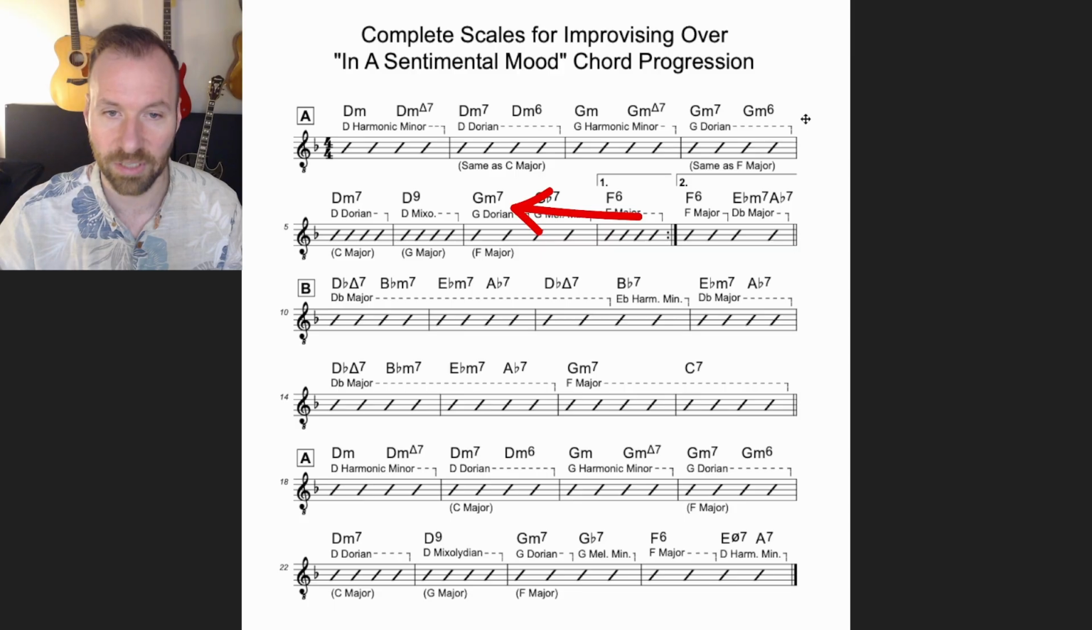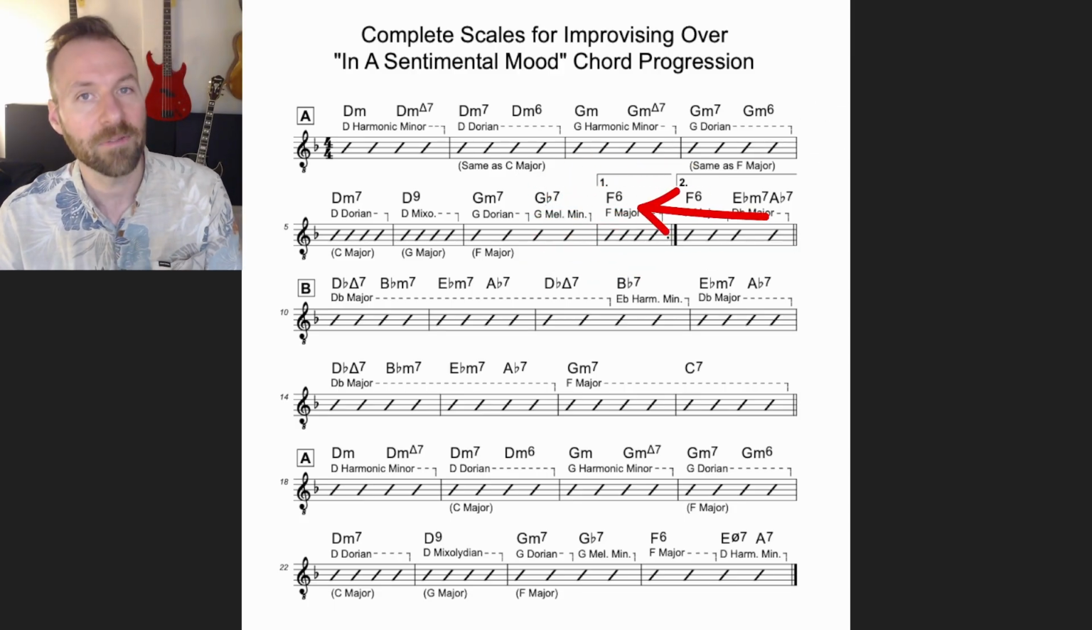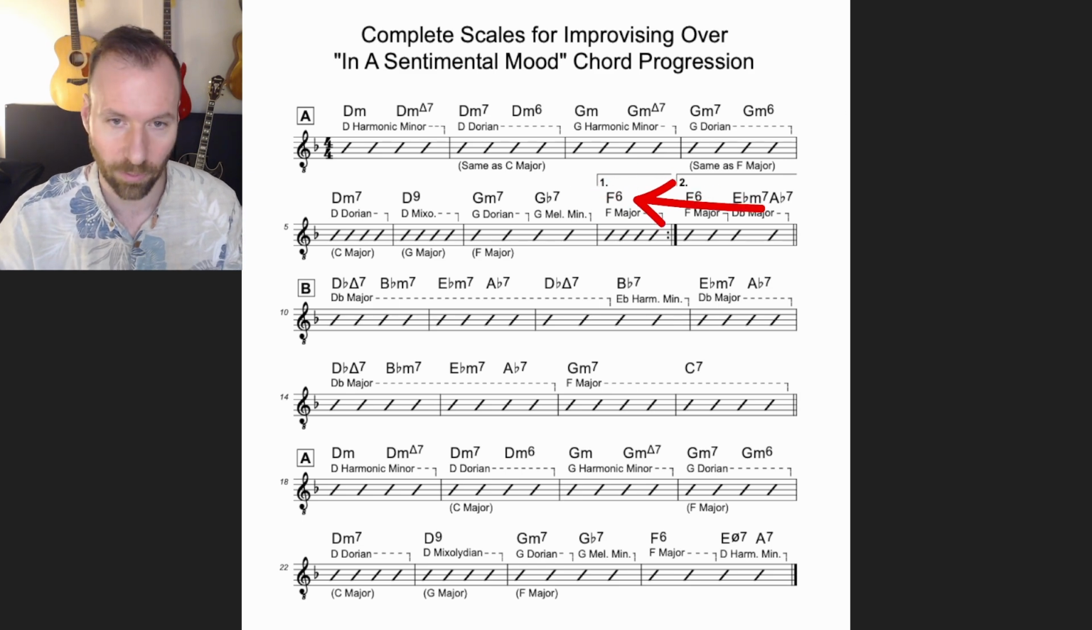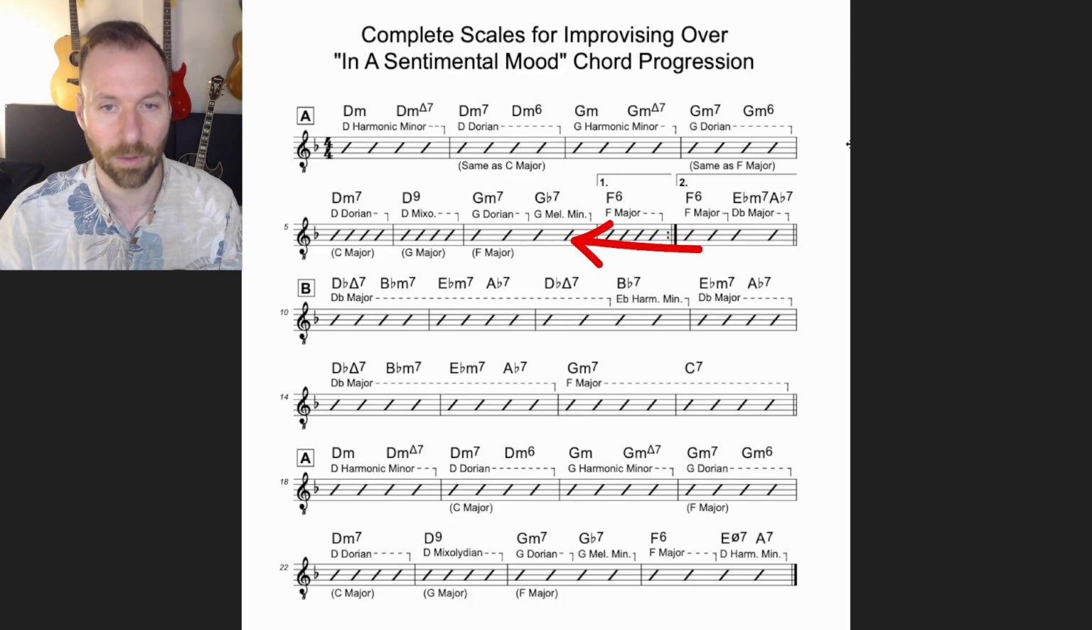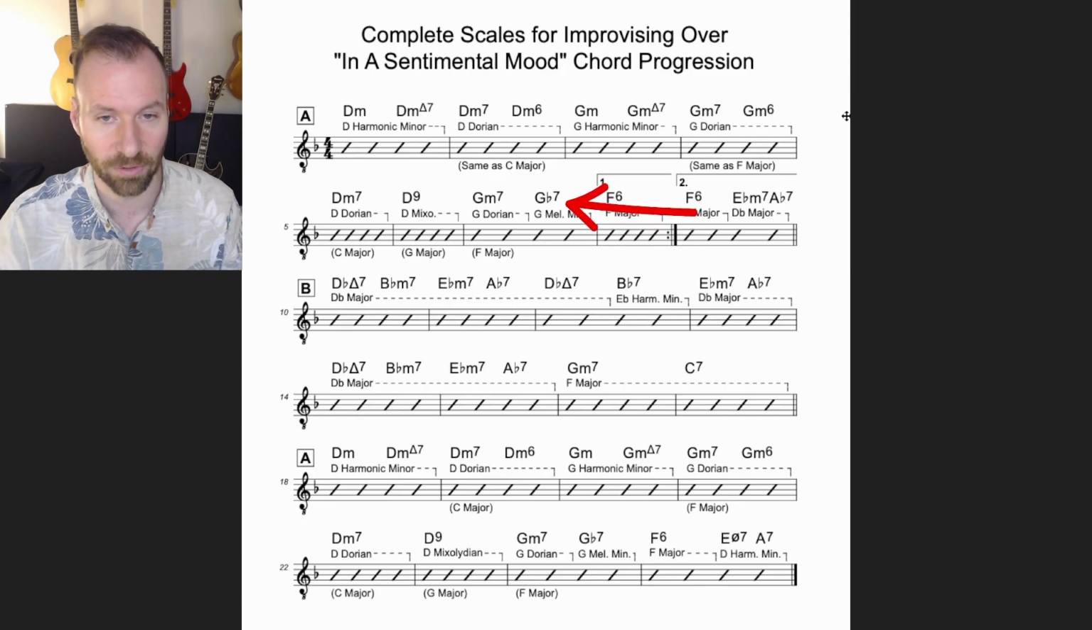And then we have G minor, G Dorian, and then this here is a dominant 7th chord a half step above F. That's a really common resolution. Dominant 7th chord, half step above F. Well, this is basically like a C7 altered chord. That's what's called a tritone substitution. I'll do a video specifically on that soon, so make sure you're subscribed.